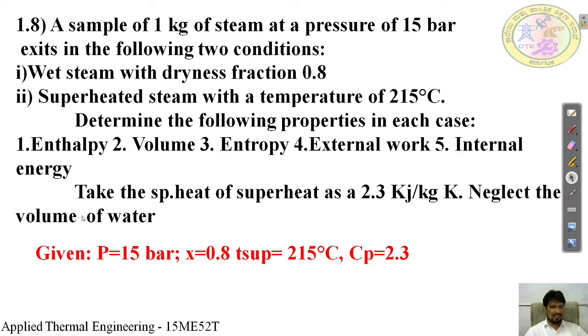Now let us note down the given values. In the given problem the pressure is 15 bar. Then the dryness fraction is 80%, or 0.8. And the superheated temperature is 215 degrees centigrade. Then the Cp value, the specific heat of superheat, is 2.3 kilojoules per kg Kelvin. So these are the given values.